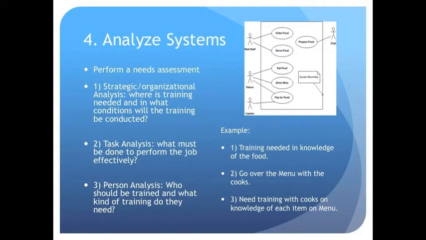For example, in a restaurant setting, strategic organizational analysis could be training needed in knowledge of the food, such as ingredients, preparation methods, etc. Task analysis would be going over the menu with the cooks. And finally, person analysis would be training the servers on their knowledge of the ingredients and preparation method of each item on the menu.